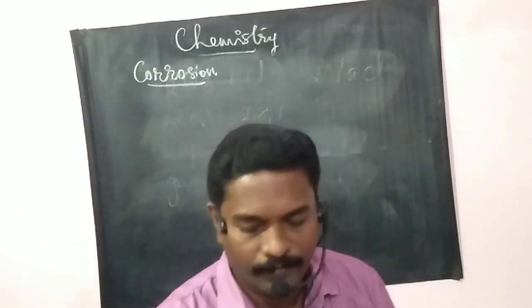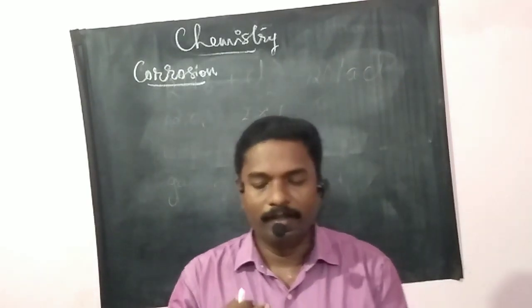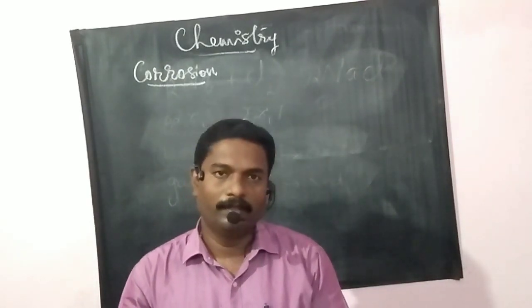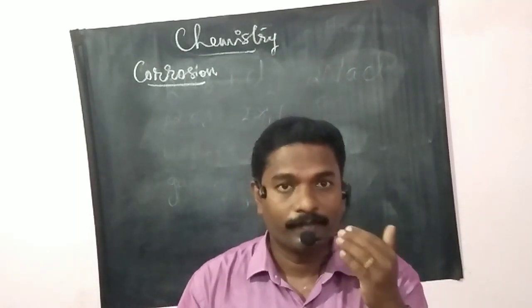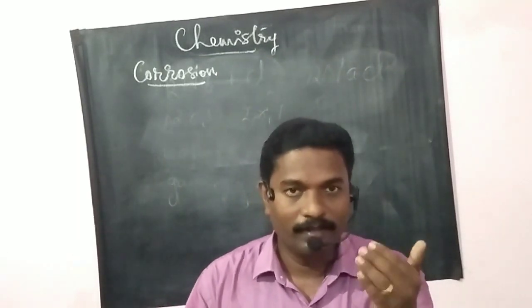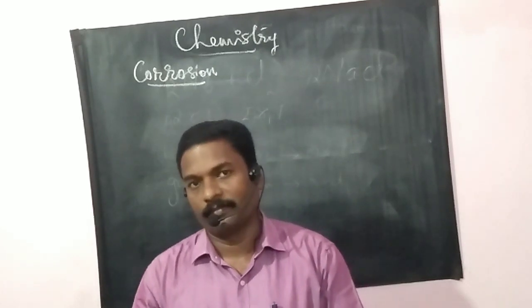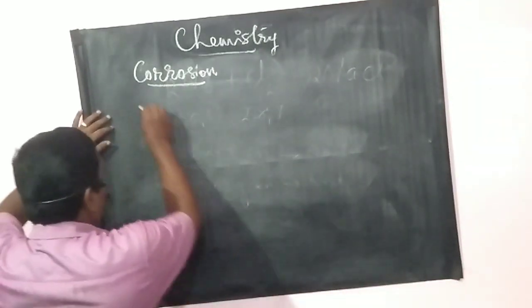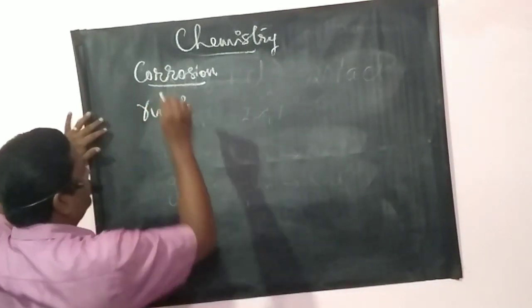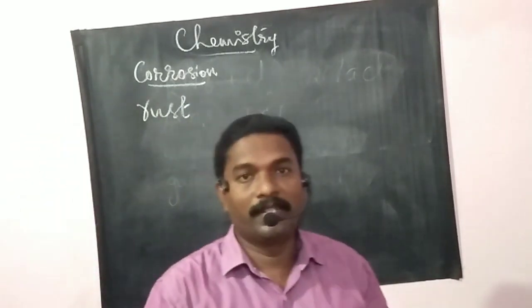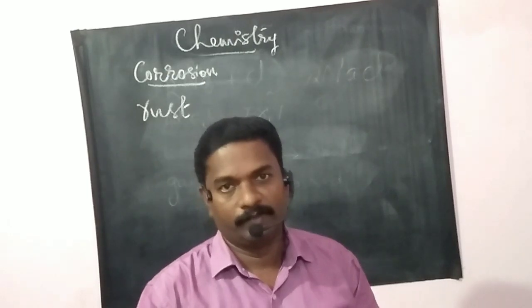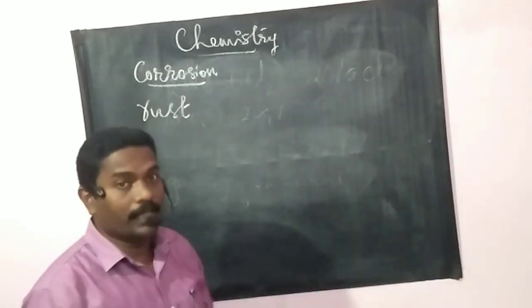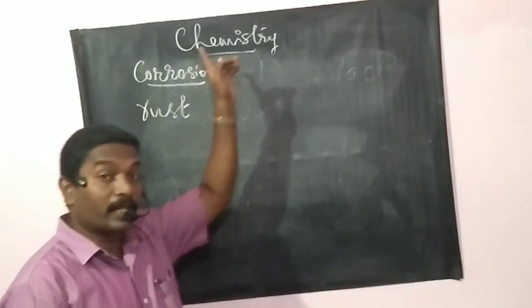And as we know, we already discussed, rusting is an example for corrosion. In rusting, iron is converted to its oxide, and rusting is an example for a redox reaction.